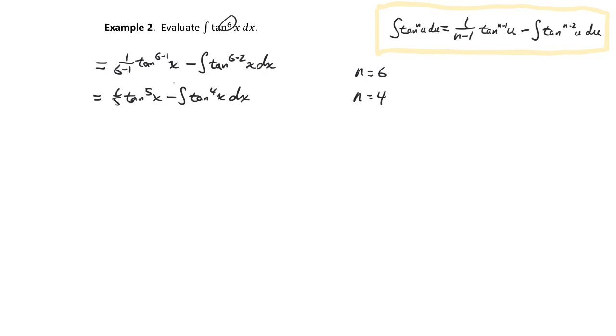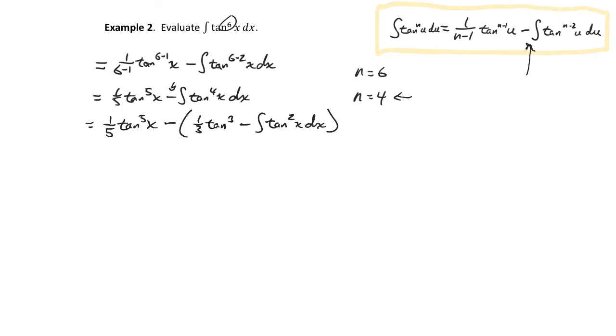Now be careful, you've got this negative out front. Our formula is a difference of two things, and so we need to make sure that we put parentheses in. So I have 1/5 tangent to the 5th of x minus parenthesis. We're going to do 1 over n minus 1, but here n is equal to 4, so we're going to get 1/3 tangent to that same power, the tangent to the third power, minus the integral of the tangent to the n minus 2. N being 4, we'll end up with 4 minus 2, which is 2, tangent squared of x dx.